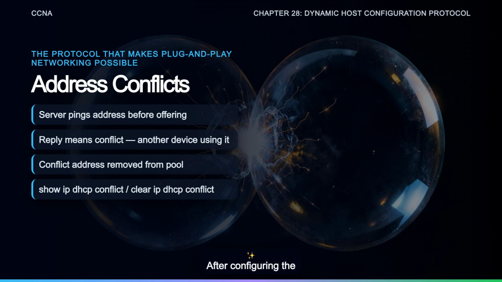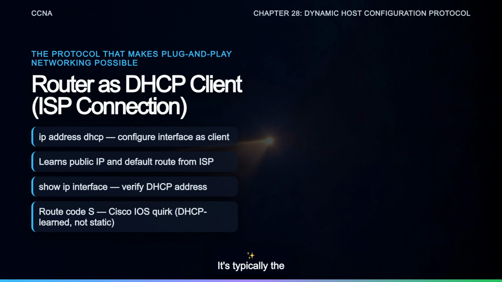After configuring the pool, you verify with show ip dhcp binding, which lists all active leases, the client's IP, MAC address, lease expiration, and the client ID. The client ID is how the server distinguishes between clients. It's typically the hardware type prefix 01 followed by the MAC address. If you need to clear leases, you use clear ip dhcp binding with an asterisk for all or a specific IP address.